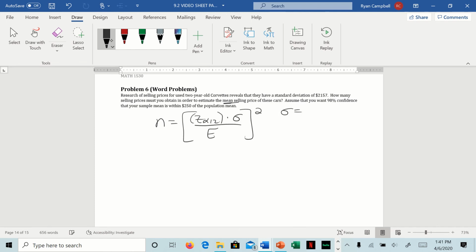We see that sigma this time is going to be 2157. That's our standard deviation. We see that E is 250. We want to be within that amount, so that's going to be our margin of error.